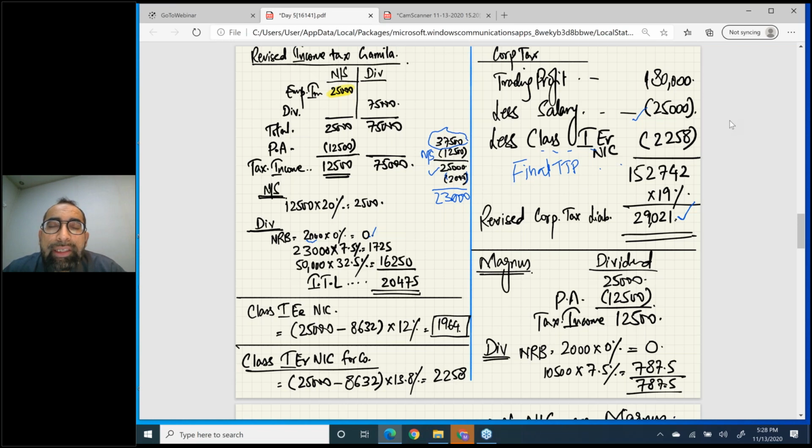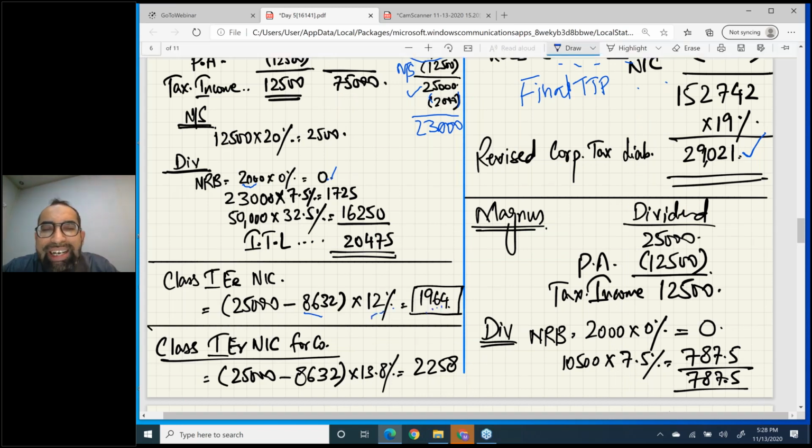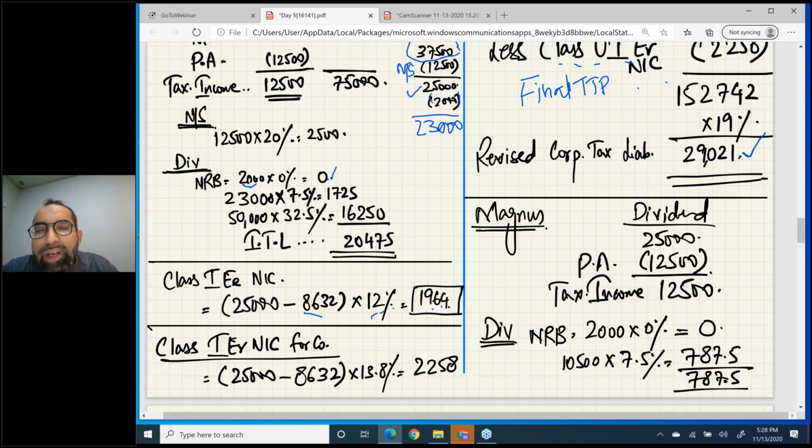For class 1 employee NIC, the first band rate is nil, that means till 8632 it's nil. And then the second rate band is 12%. See the screen. So 25,000 less 8632 times 12% will give you 1964. So this is also one cost on Jamila.